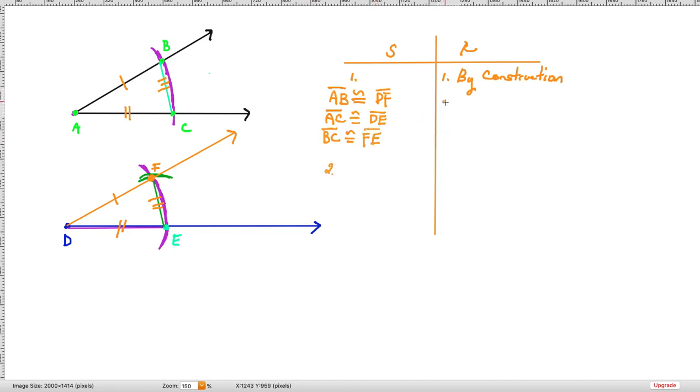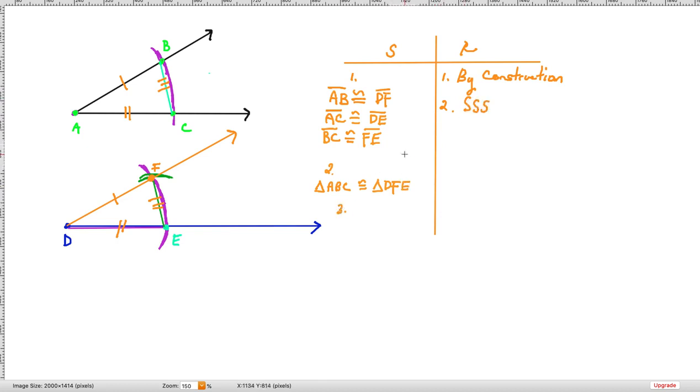2, the next statement. Well, now you should be able to see this triangle, right? This is a side congruent to a side. This is a side congruent to a side. And then this is a third side congruent to a third side. So this triangle here is congruent to the bottom triangle. And that's your next statement. You say triangle ABC is congruent to triangle DFE. And that's by side, side, side.